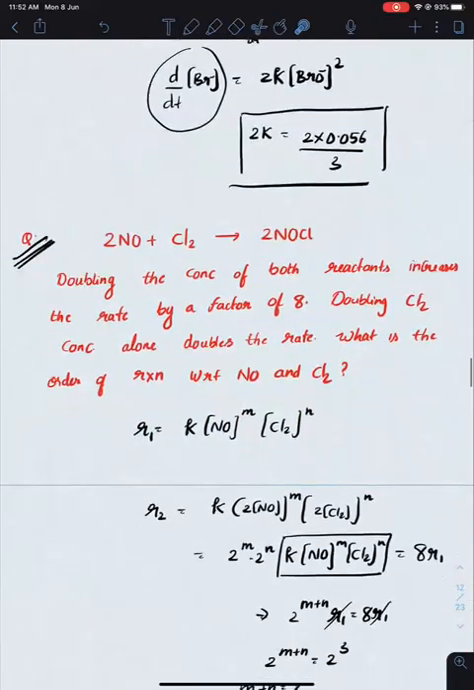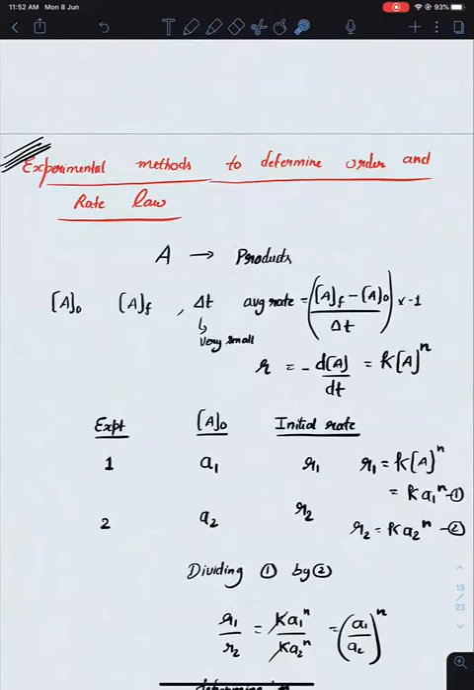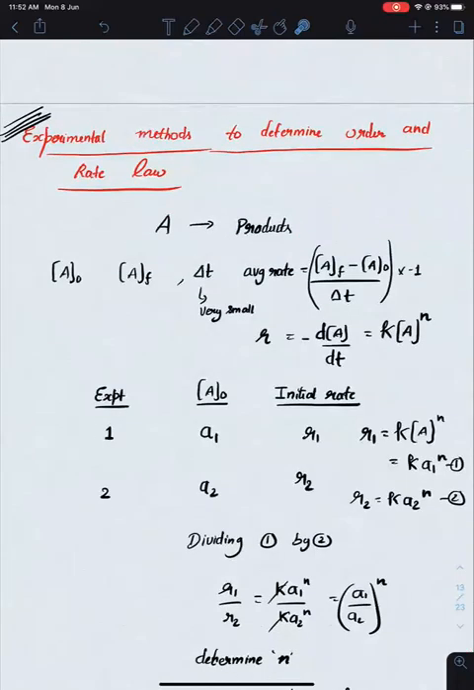Then we have seen some experimental methods to determine the order and the rate law. Rate law is nothing but rate is equal to K into some concentration power, some orders. You need to determine that particular rate law. To determine the rate law, you need to know the value of K and the order with respect to the reactant. In this case, you have only two unknowns.